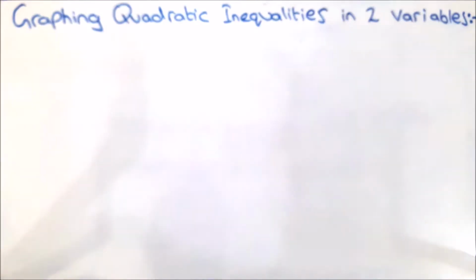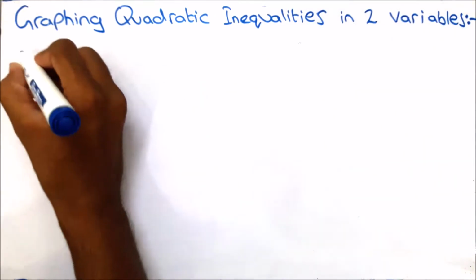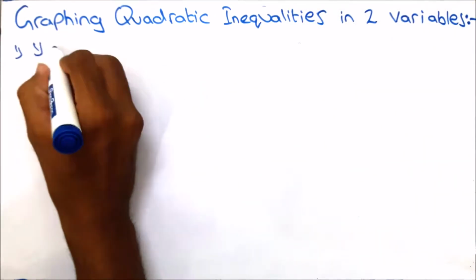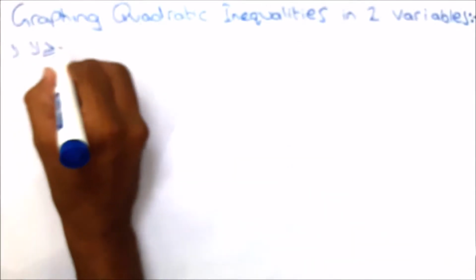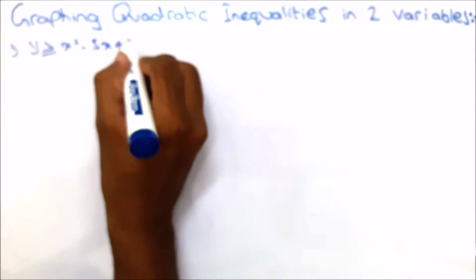Right. In this video, I'm going to explain how to graph quadratic inequalities in two variables. Whenever we see that we are graphing some inequality, we know that it involves some shading above or below or somewhere on the graph paper. Okay, so let's start off with our first example. Let's have y is greater than or equal to x squared minus 5x plus 6.